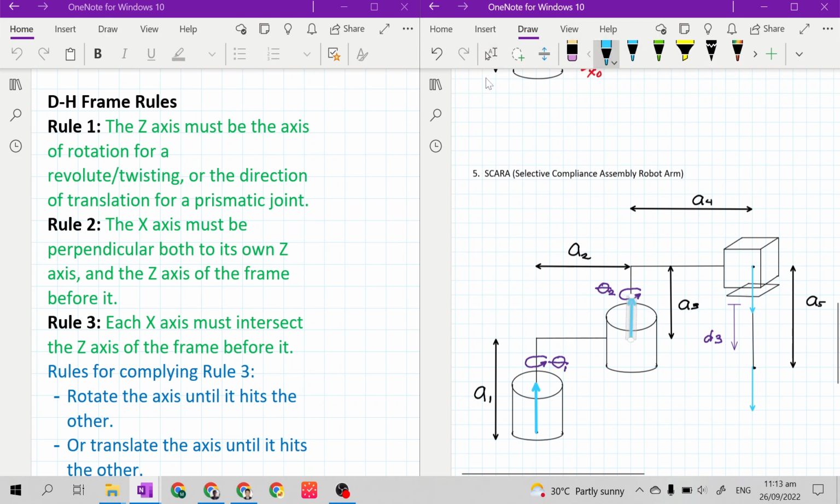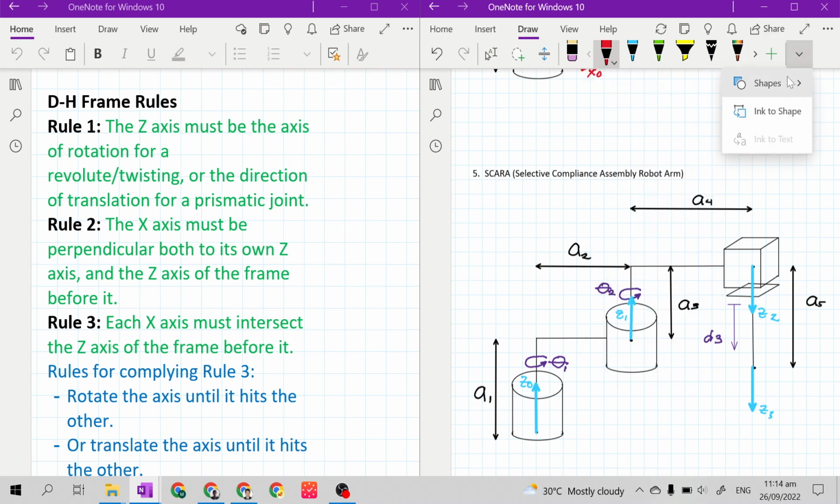Rule 4. Next are the labels. This is Z0, the base frame, Z1, then Z2, and Z3. Sorry about that. Z3.